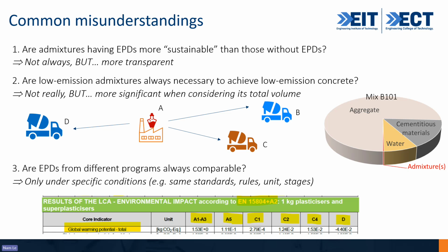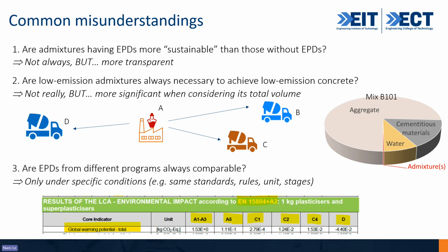And if I sum up all the admixtures I sell to these companies, the total amount of admixtures, of course, will be huge. That's why, for the low emission admixtures, although they don't affect the total emission of the concrete much, as a manufacturer we need to publish the EPD, because it's relevant to many, not only this company, right? It's for the whole industry of the admixtures.